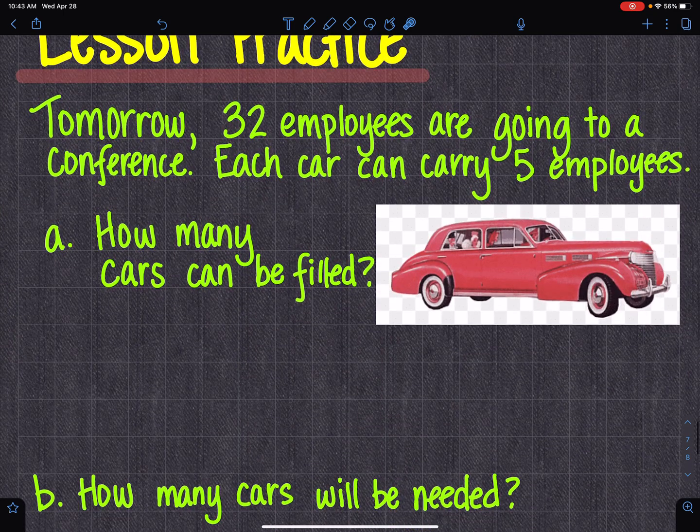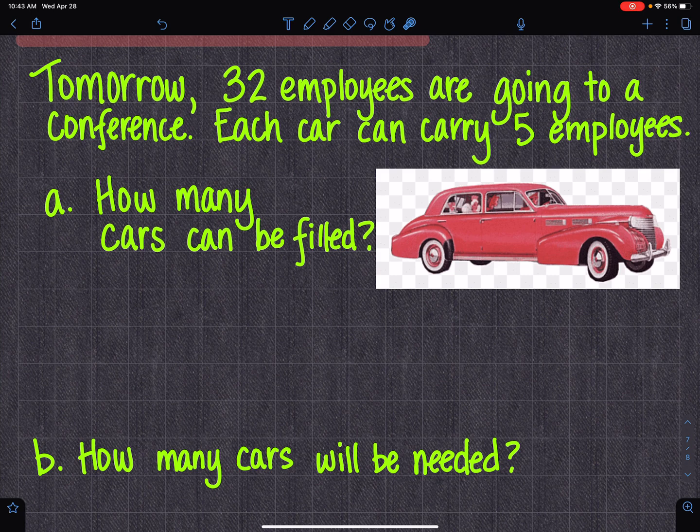Lesson practice. The first problem in your homework says, tomorrow, 32 employees are going to a conference. Okay, so that means 32 people that work for a company or something. They're all going to a conference, maybe to learn something. But each car, and they're going to provide transportation for these people, so that's cool. Each car can carry 5 employees. Yeah, we know 5 people can sit in the car, 2 in the front, 3 in the back, right? Okay, so each car can carry 5 employees.